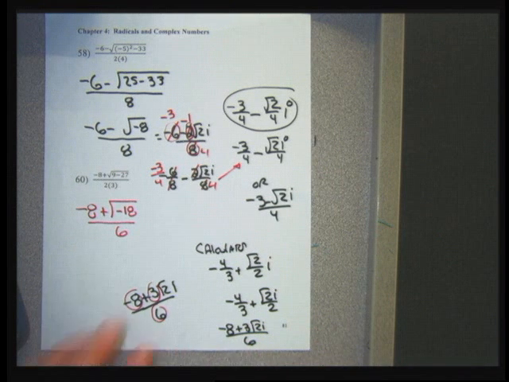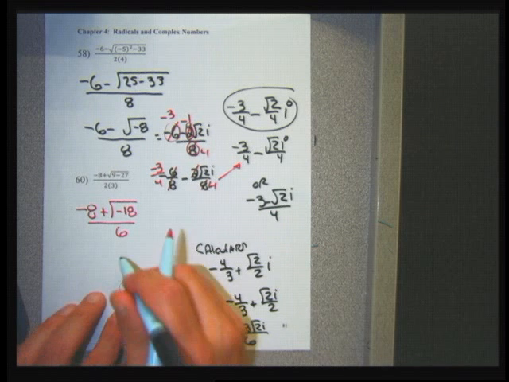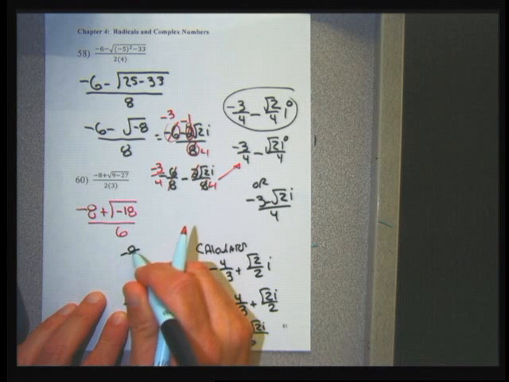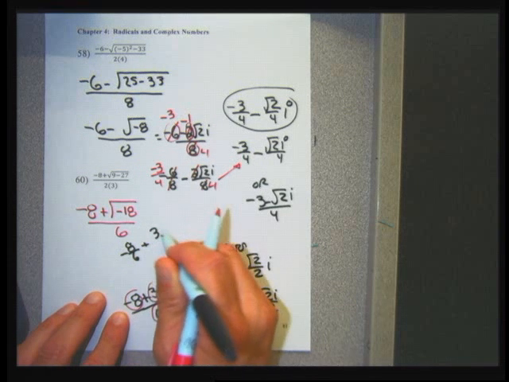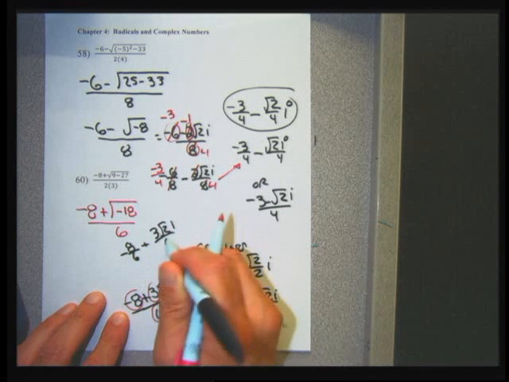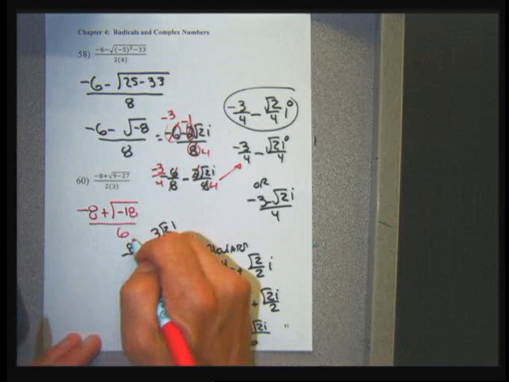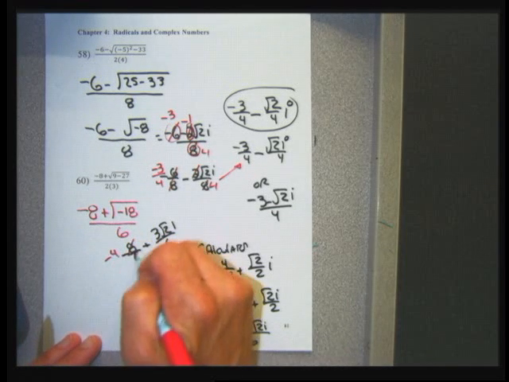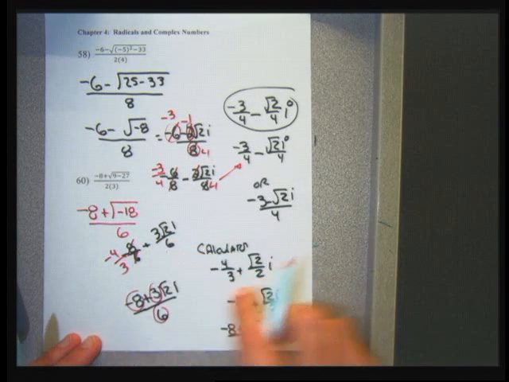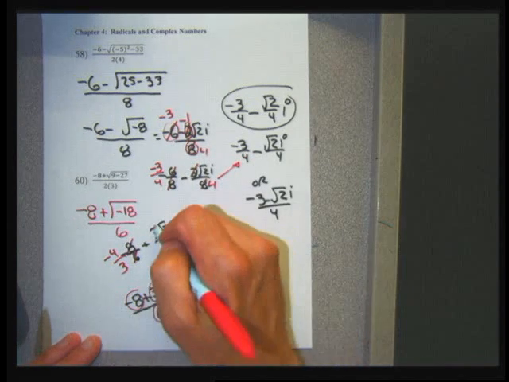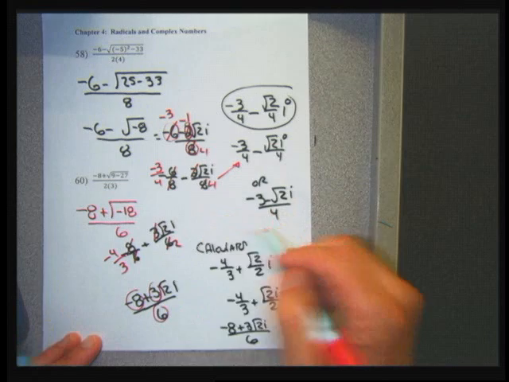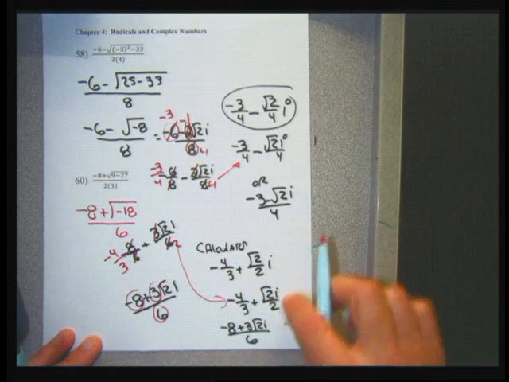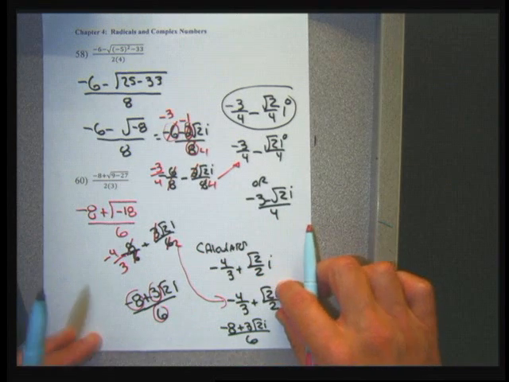To get to the answer that my calculator gave me, I'd take the negative 8 over 6 plus 3 square root of 2i over 6. The 8 over 6 will go, 8 divided by 2 is negative 4. 6 divided by 2 is 3. There's the negative 4/3. And then 3 divided by 3 is 1. 6 divided by 3 is 2. And that's the square root of 2 over 2 times i.